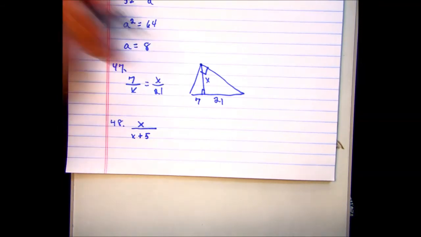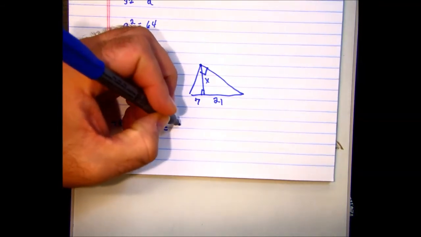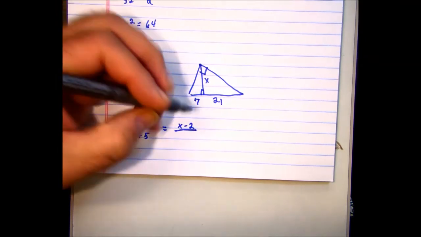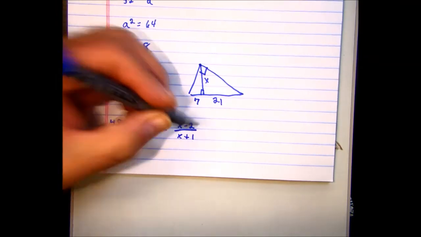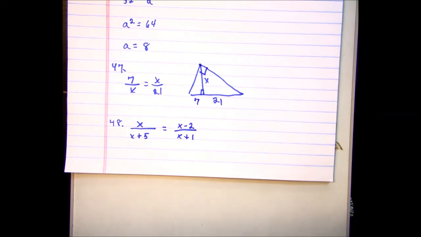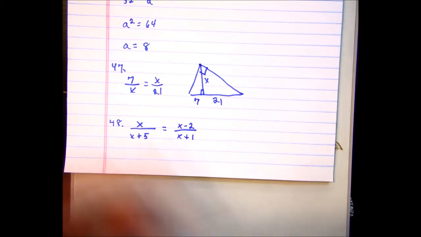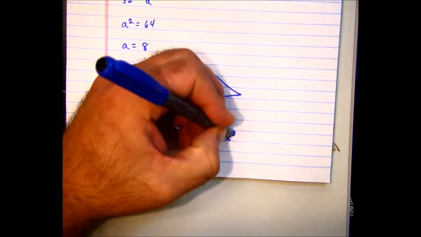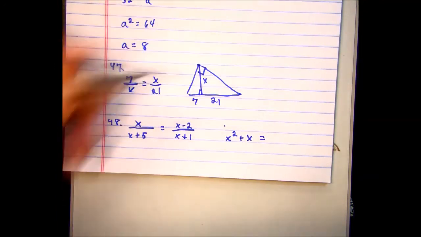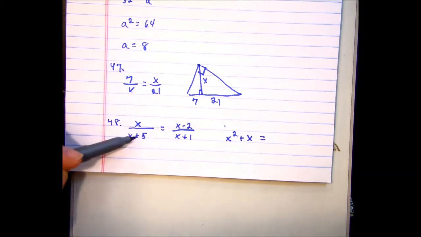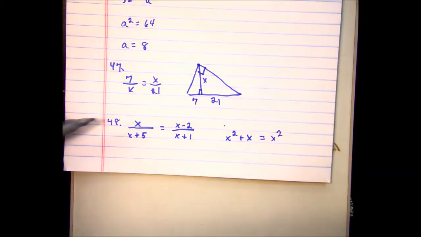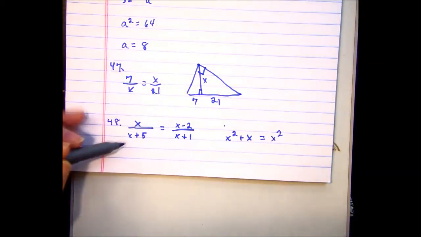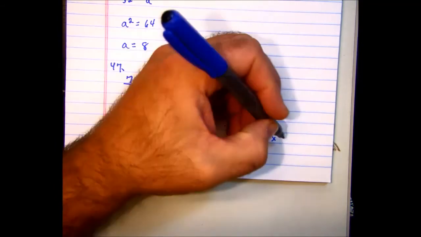So you have x over x plus 5 equals x minus 2 over x plus 1. Now this is a question that mostly the honors kids have done simply because it involves foiling. But if you've passed algebra, you should be able to do this as well. So it would be x times x plus 1 because we're cross multiplying. So that's x squared plus x equals. And when I cross multiply this way, I get x squared. Hopefully you know you get 5x and minus 2x, which would be 3x.